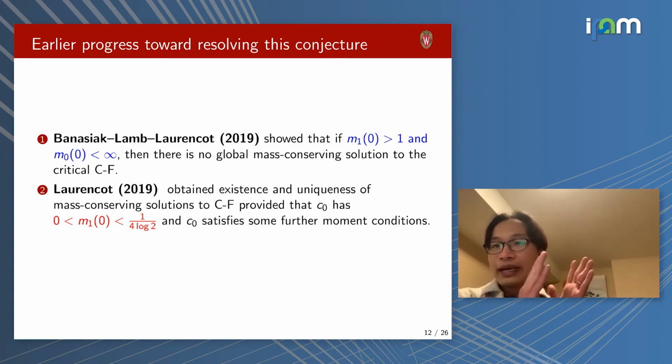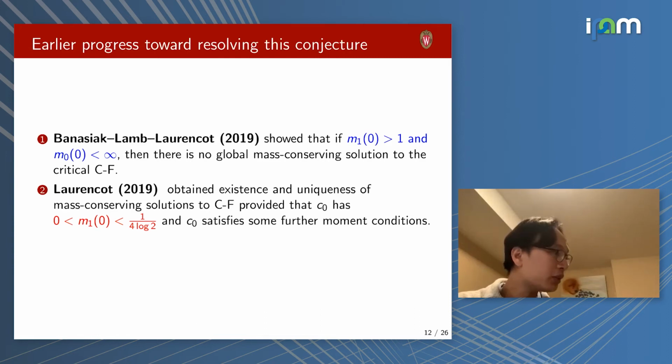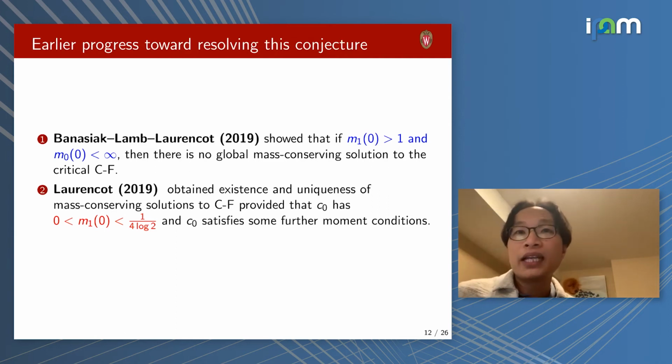Laurençot could prove that if your initial mass is small enough, between 0 and 1 over 4 log 2, and with some further higher moment conditions on the initial data, then you can prove that there's a unique mass conserving solution. Again, those are based upon moment bound computations and results. Okay, now let me change the mode.